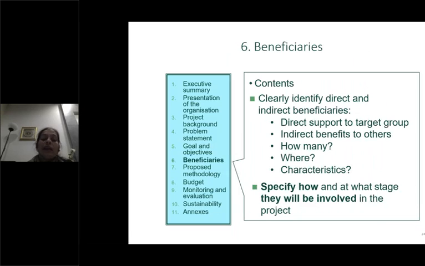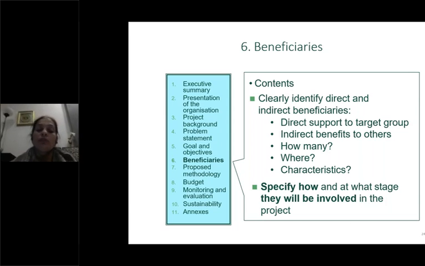And then clearly identify direct and indirect beneficiaries. That is very important. Once you are listing the beneficiaries, like I told you in the beginning, it can be the general public, it can be research organizations, it can be stakeholders, students, parents, any group which is involved. But you should identify those beneficiaries, whether it's a direct or indirect benefit, how many beneficiaries there are, where they are located, and what the characteristics of these beneficiaries are.